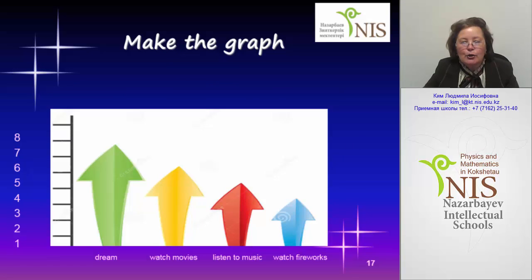Okay, now I want you to make the graph. Look at the graph. In the graph, you should write four activities from your surveys and you should write the number of the students. For example, in this graph, we have 8 students and 4 activities: dream, watch movies, listen to music, and watch fireworks. You can make the graph like this.